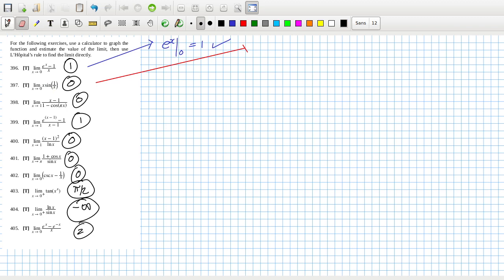The problem is this blooming sin(1/x) term. Oh, squeeze theorem, I think, will be best here. We know that this will be between minus x, because the sine has to be at least minus 1, and less than plus x as x goes to 0. So therefore the limit has to be squeezed to 0. Okay, so good.